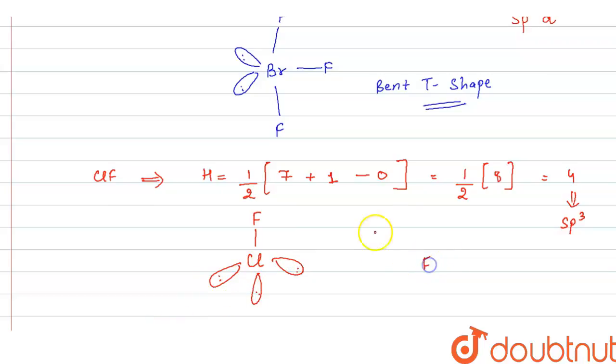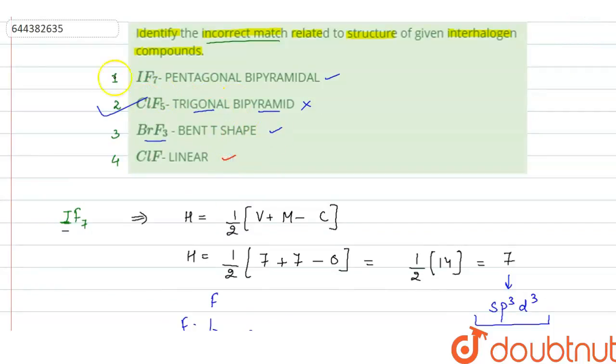Or you can show it like this: we have fluorine and we have one chlorine, and there are 3 lone pairs on fluorine. So on chlorine as well as on fluorine, there will be 3 lone pairs. Hybridization of both will be sp3. So here structure will be linear. It is very simple. We have only chlorine and fluorine. We don't have to consider the lone pair while determining the structure. So it has a linear structure. So this is also correct. So the incorrect match is given in option 2. So here option 2 is the answer.